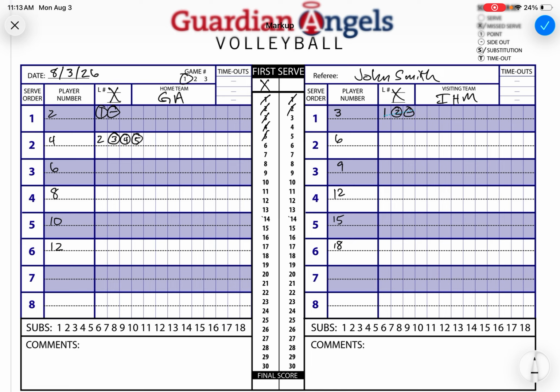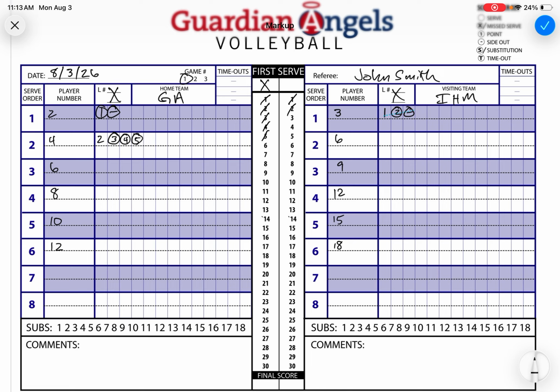So now number 8 serves, okay, and they score point number 4 and point number 5. And then on their 3rd serve, they miss. So GA is awarded point number 6, and number 6 goes back to serve. We add in the number 6.